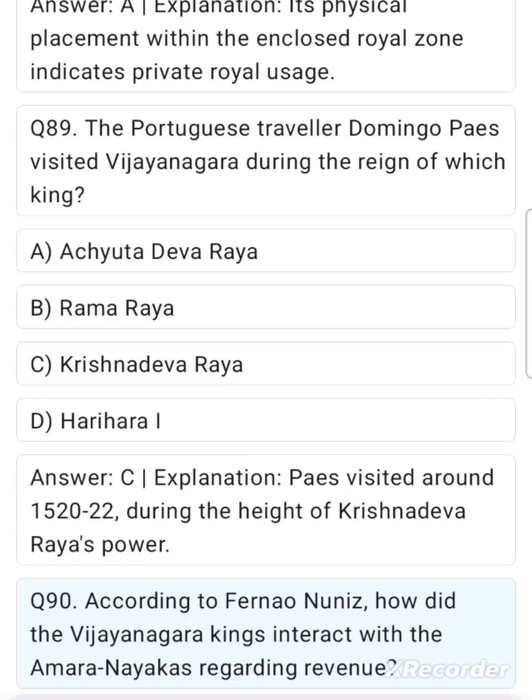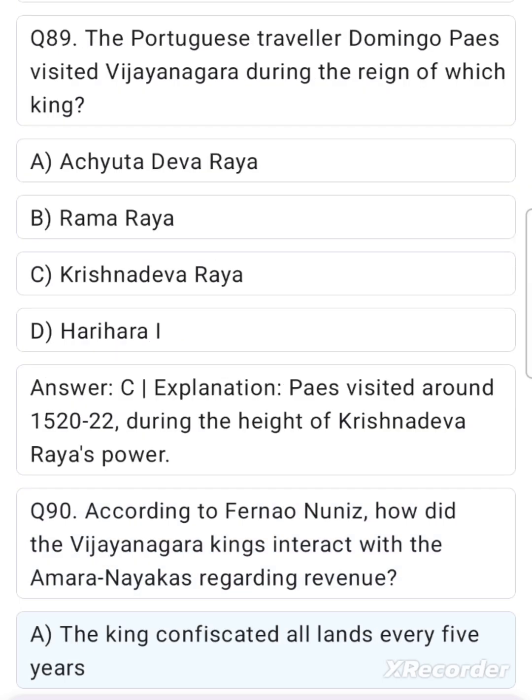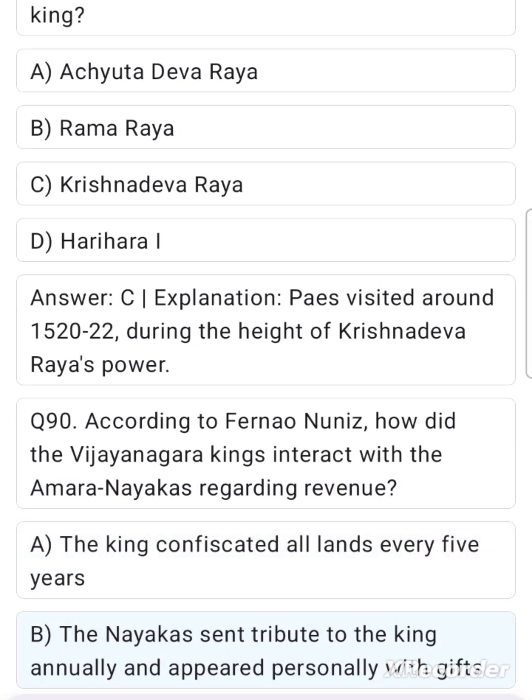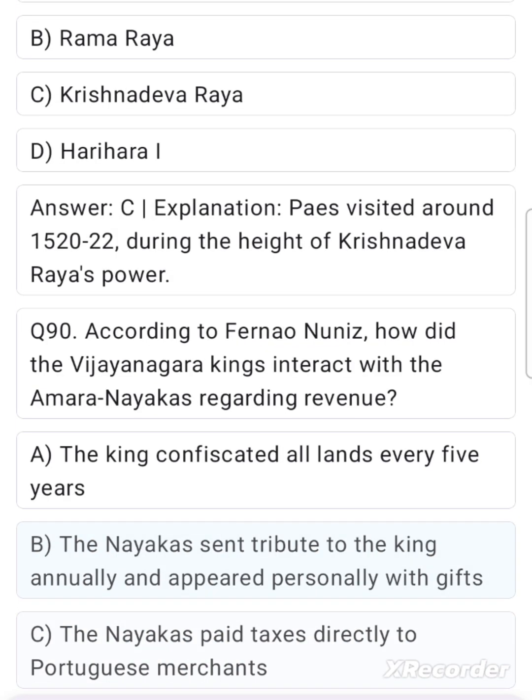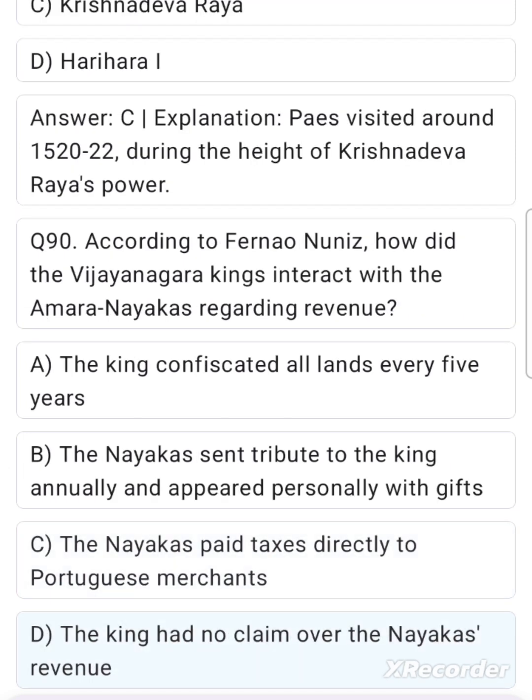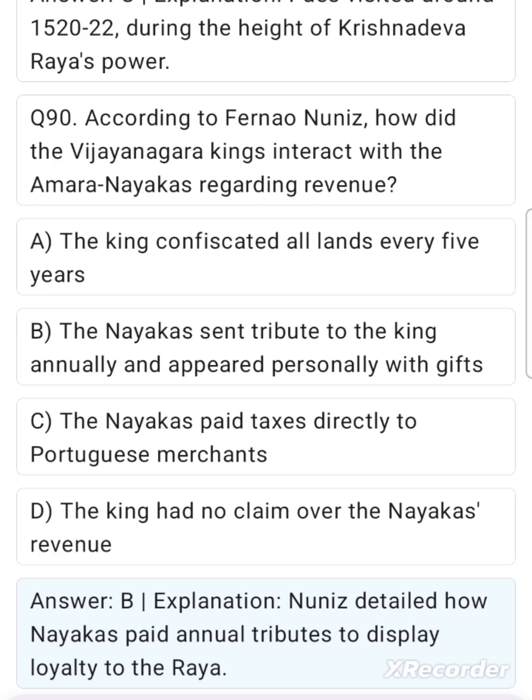Q90. According to Fernão Nunes, how did the Vijayanagara kings interact with the Amara-Nayaka regarding revenue? A. The king confiscated all lands every 5 years. B. The Nayaka sent tribute to the king annually and appeared personally with gifts. C. The Nayaka paid taxes directly to Portuguese merchants. D. The king had no claim over the Nayaka revenue. Answer. B. Explanation. Nunes detailed how Nayaka paid annual tributes to display loyalty to the Raya.